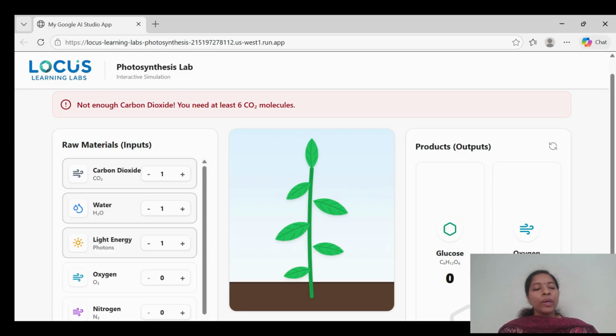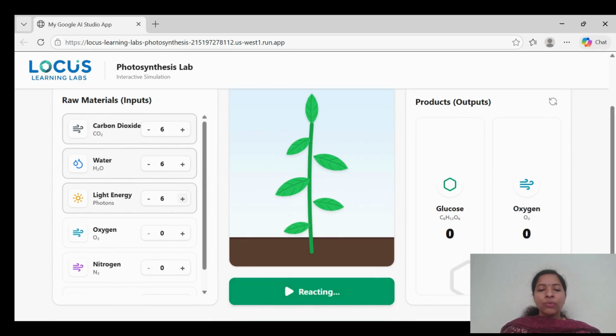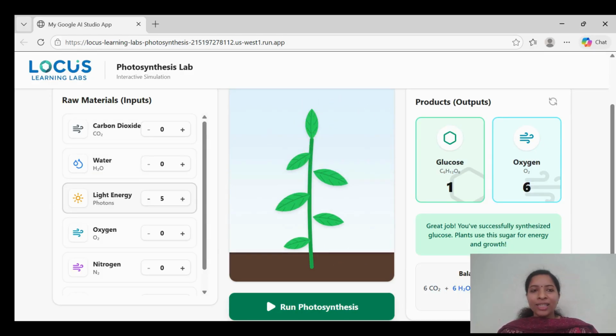We studied that for making one glucose molecule, 6 molecules of carbon dioxide are needed, right? So we give 6 molecules of carbon dioxide, 6 molecules of water, and light energy also 6. Now we can run this photosynthesis. See, the chemical reaction is happening and we got the products. We got 1 molecule of glucose because we gave 6 molecules of carbon dioxide, and 6 molecules of oxygen.